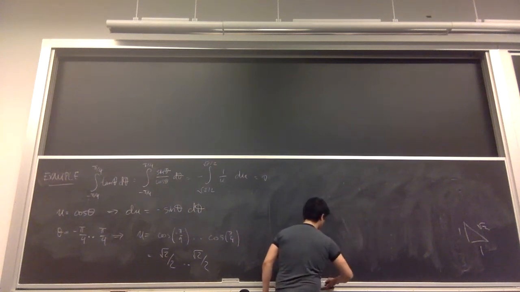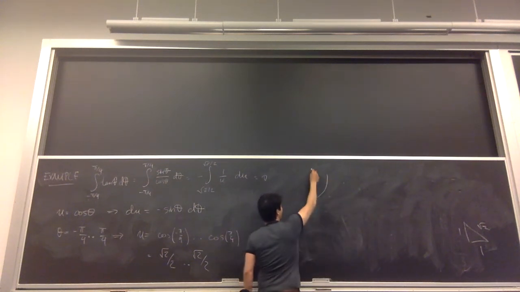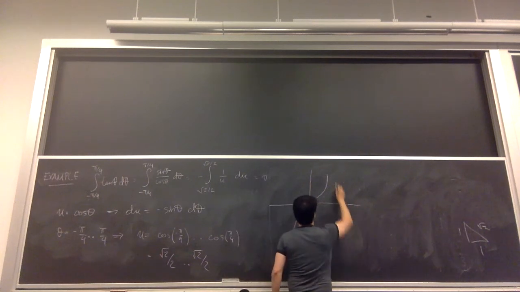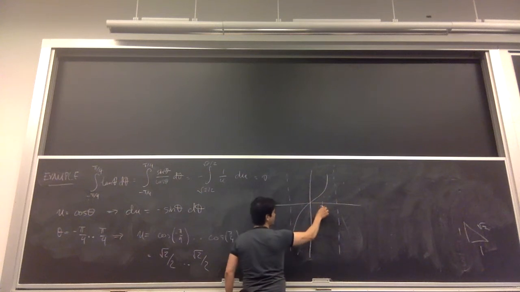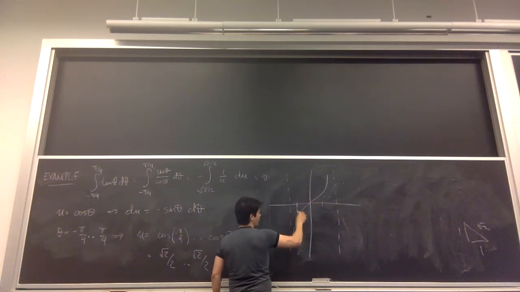I broke the only rule. First you draw the curve, then you draw the axis. Okay. So there's pi half, there's minus pi half. Pi quarter is going to be here. Minus pi quarter is going to be there.